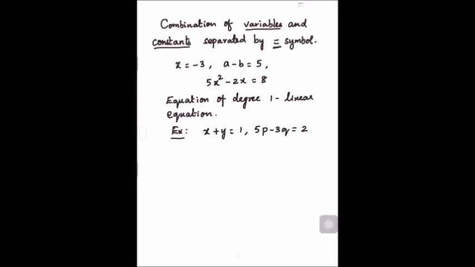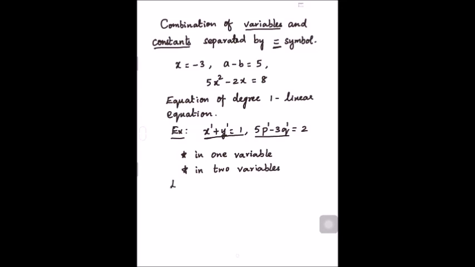Why do we call them linear equations? You can see the variable x's power is 1, and y's power is also 1, so the degree of this equation is 1. Similarly, here p's power is 1 and q's power is 1, so again the degree of the equation is 1. So you call them linear equations. In linear equations, you have two types: one is a linear equation in one variable, and another is a linear equation in two variables.